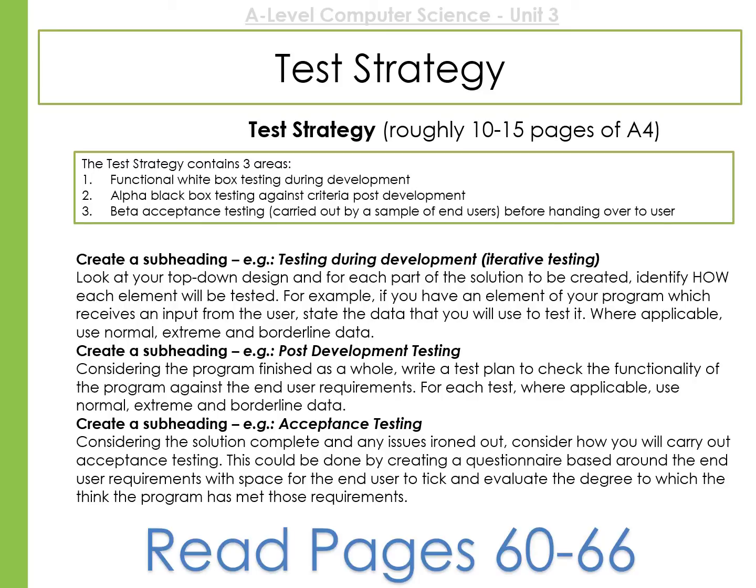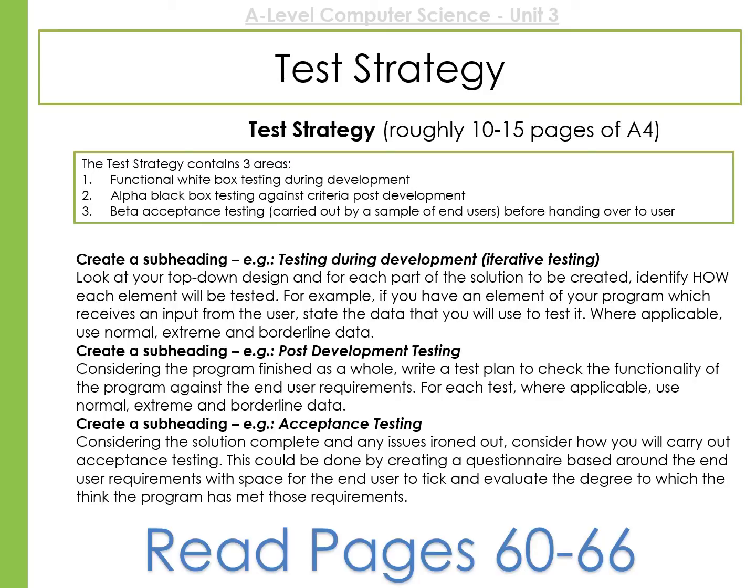You need a subheading in your project in the design section with something along these lines. You need to look back at your top-down design, and for each section of your solution, identify how you will test each section. If you have an element in your program which receives an input from the user, show me and state the data that you will use to test it. Remember, there are 3 types of test: a normal, an extreme, and a borderline test.